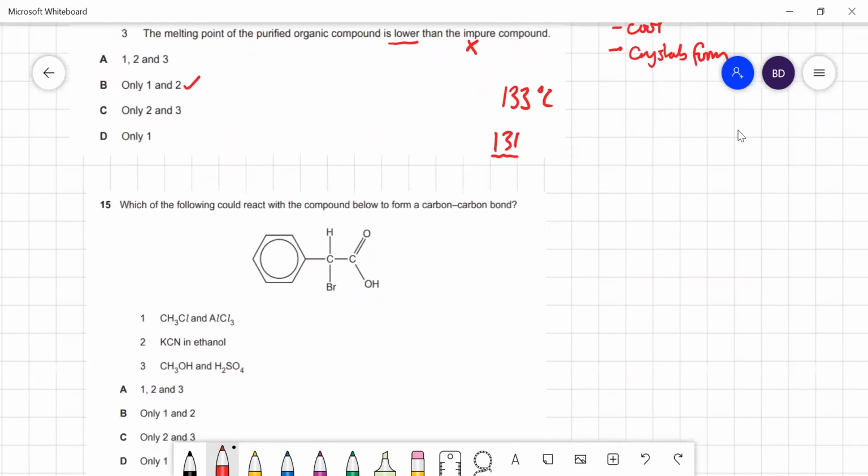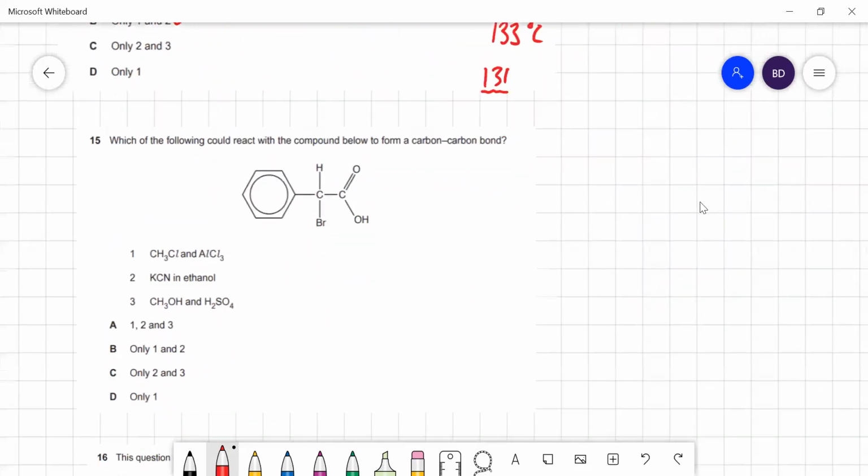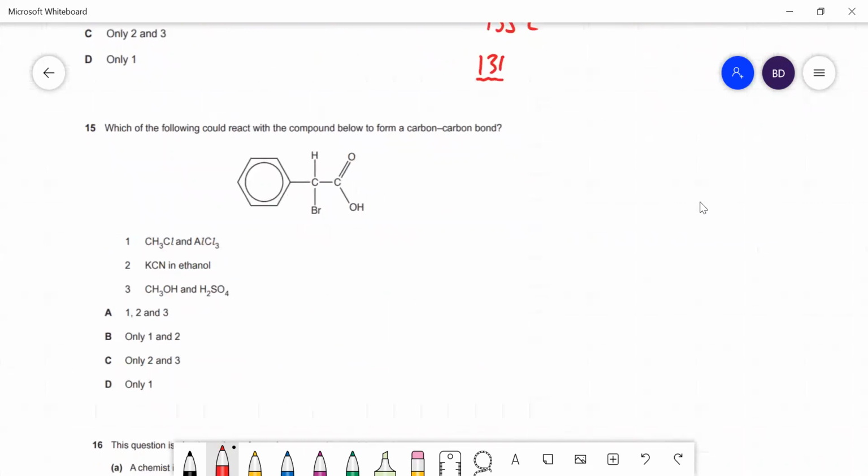Which of the following could react with the compound below to form a carbon-carbon bond? Aluminium chloride is a halogen carrier. It will generate that electrophile from chloromethane, and that can react with the benzene ring. So that can. KCN in ethanol, yes, that will work because we've got a delta positive on that carbon, and CN minus is going to react with that.